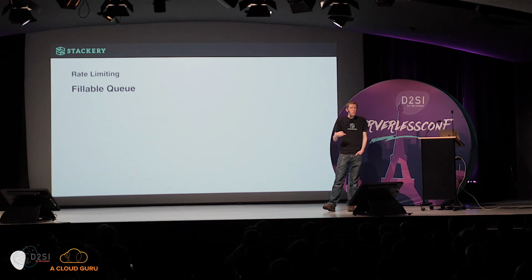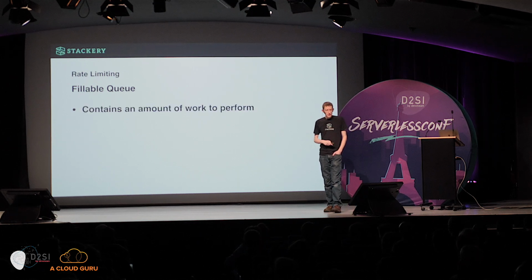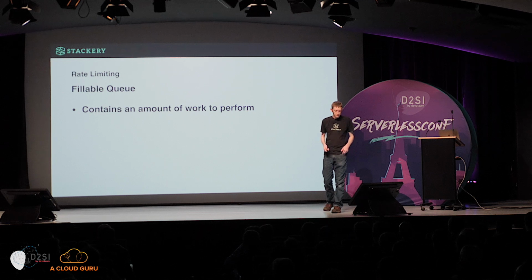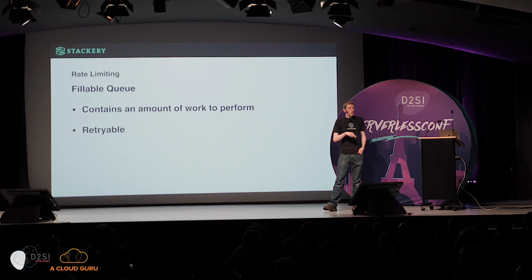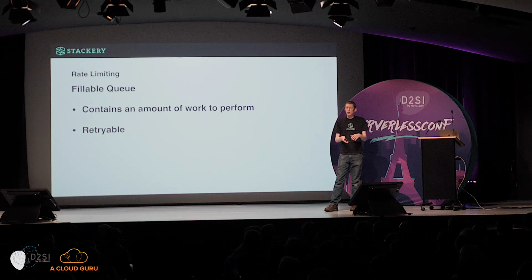So let's try to add some retry capabilities to this. We can do this by adding something called a fillable queue. It contains a specific amount of work that's needed to be performed at the moment. And it's also got the property that it's retriable. If any particular amount of pages that we want to request fails, the record for those pages remains inside of the queue until it succeeds.